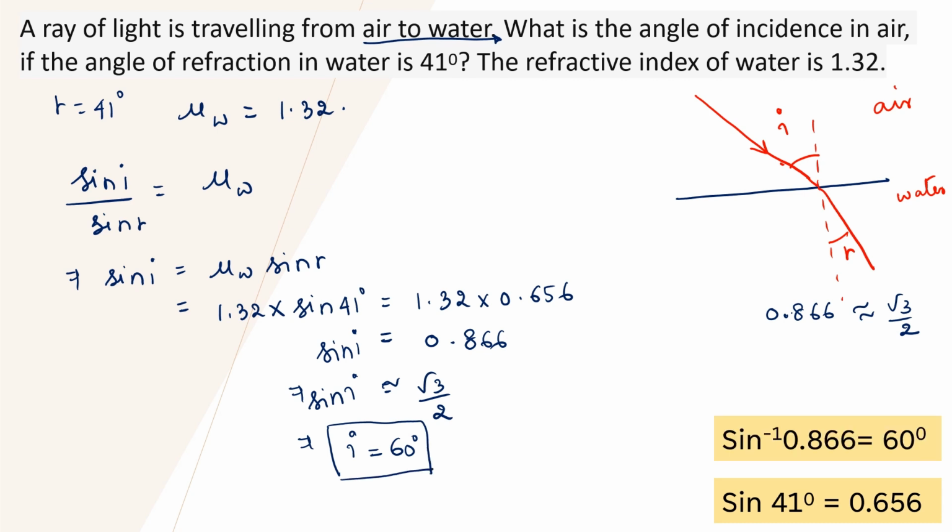Okay, and I have also written the value here. Sin inverse of 0.866 is 60 degrees. Okay, root 3 by 2 is approximately 0.866. If you want, you can remember that. So that's the solution of this question.